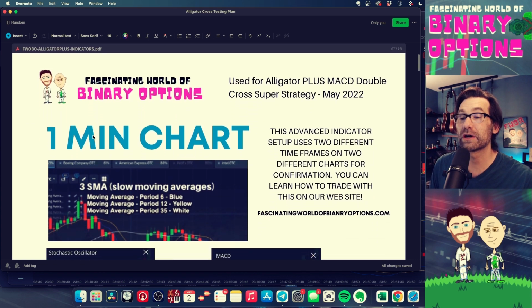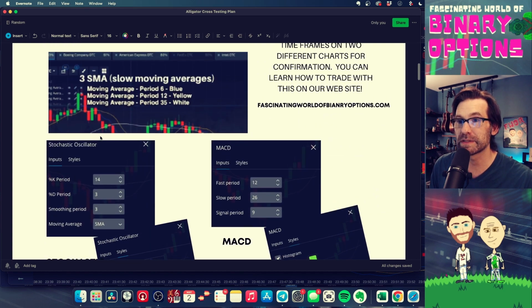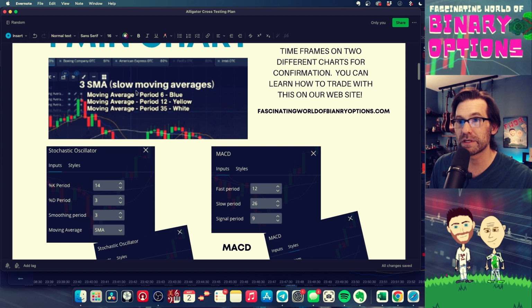You can set up the chart. I'll go over the indicators because everybody always asks what the indicators are. Basically, you have three slow moving averages. This is the basic setup that we use in all of our trading. It's a 6, a 12, and a 35 slow moving average. They're blue, yellow, and white.